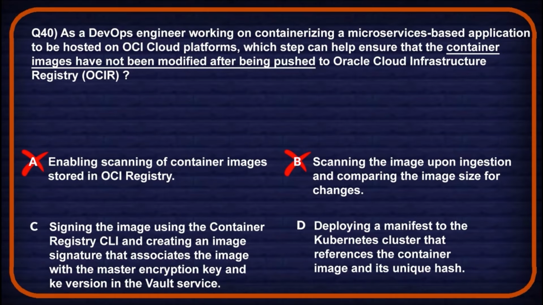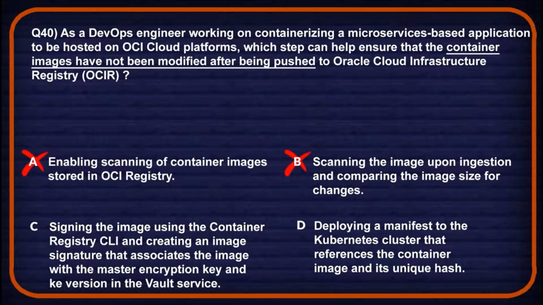Moving on to option number C, signing the image using the container registry CLI and creating an image signature that associates the image with the master encryption key and key version in the vault service. Signing the image in the container registry CLI and vault keys ensures its integrity and authenticity after being pushed. So option C looking a good answer.